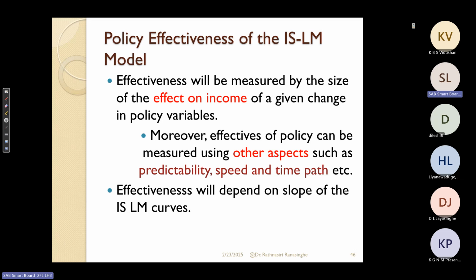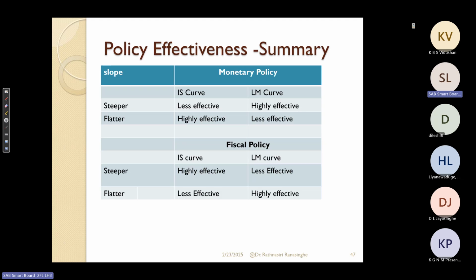We know that the IS curve mainly involves investment and savings. There we identified the most important factor that goes to the slope of the IS curve as the interest elasticity of investment, I1. When it comes to monetary policies, what mainly affects the effectiveness is the interest elasticity of money demand. Likewise, those two factors we consider. When you look at the policy effectiveness, basically we have to draw the graphs and see.